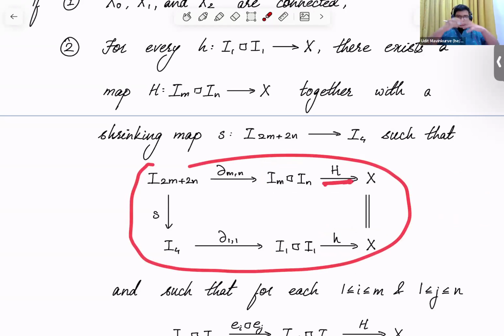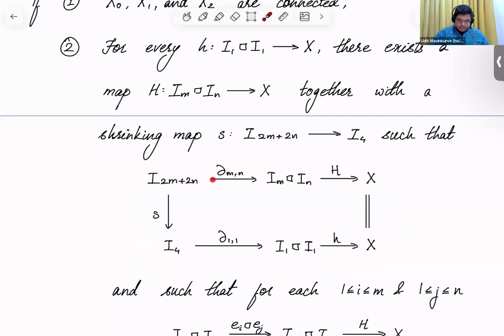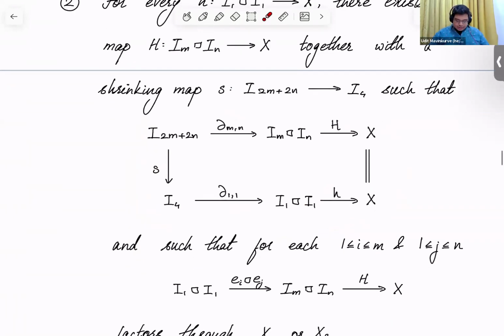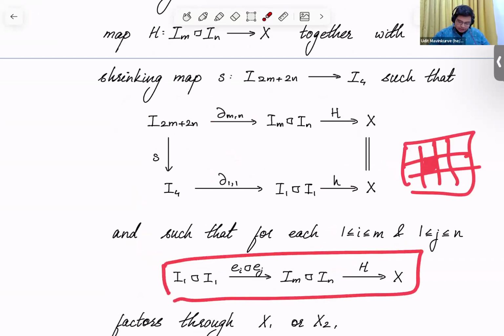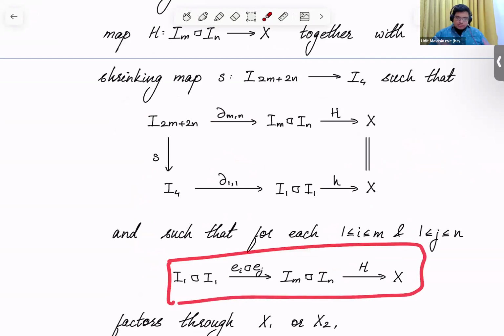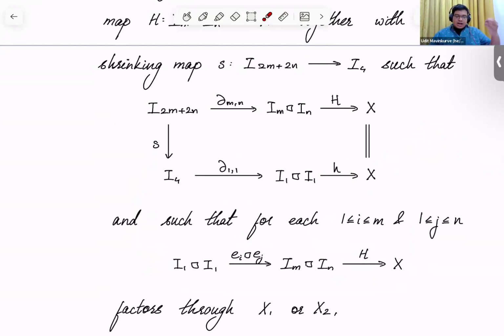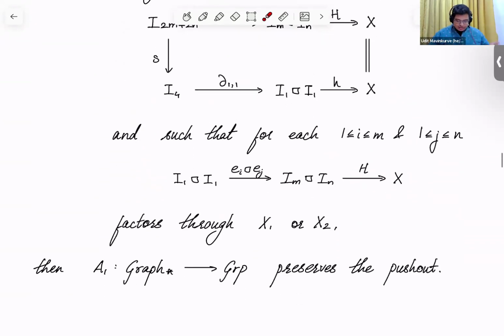So capital H is the bigger grid, small h is the smaller grid, but they only have to agree on the boundaries up to a shrinking map. And there's a specific condition on this big m by n grid. If you look at a particular cell, the i,jth cell, which is what this map selects, each of those must factor through either X1 or X2. If these two conditions hold, then the discrete fundamental group functor preserves the pushout, and you can use Van Kampen to compute the fundamental group of more complicated graphs.